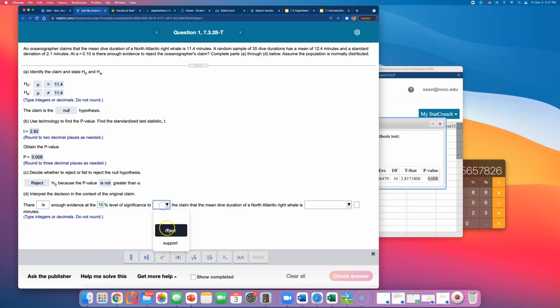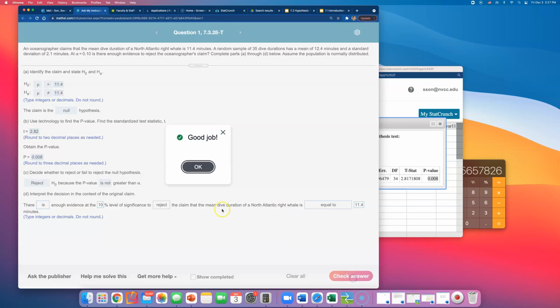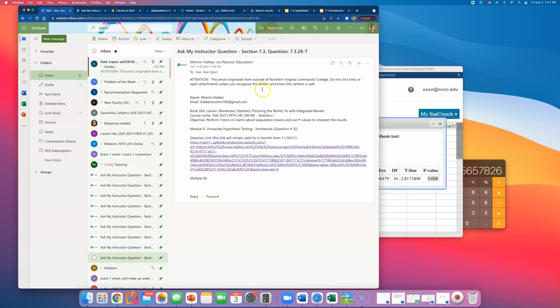So I'm going to have to say that I reject the claim that the mean dive duration of a North Atlantic right whale is equal to 11.4. Look what we just rejected. We rejected the claim that mu is equal to 11.4. So that's what you have to just type in for your last part. So that's it for question number 32 on Module 6 homework.